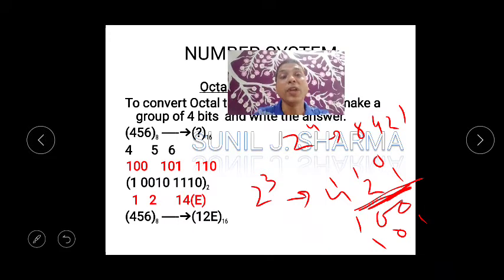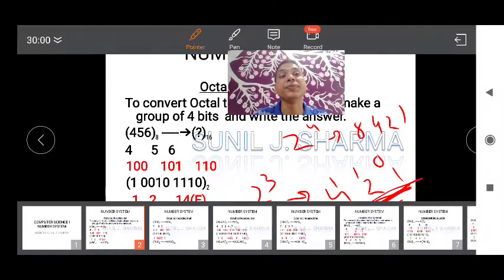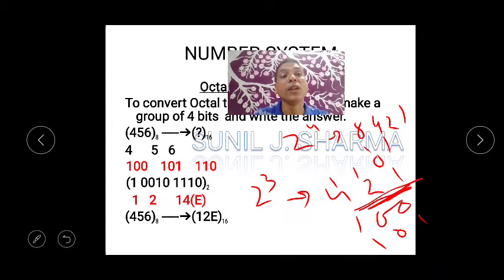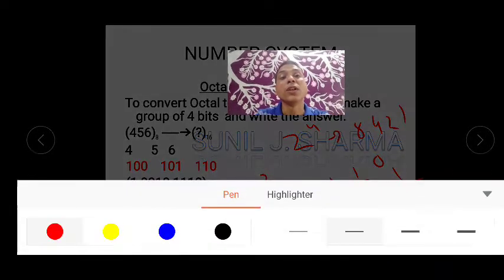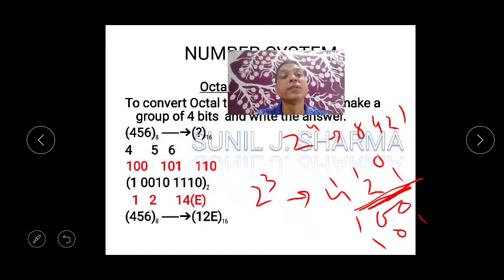In the same way, after writing the group of 4 bits, again you have to change it to hexa. This is in binary, so we want to change it to hexa because the final answer has to be in hexa. So suppose I write 1, 1, 1, 0.